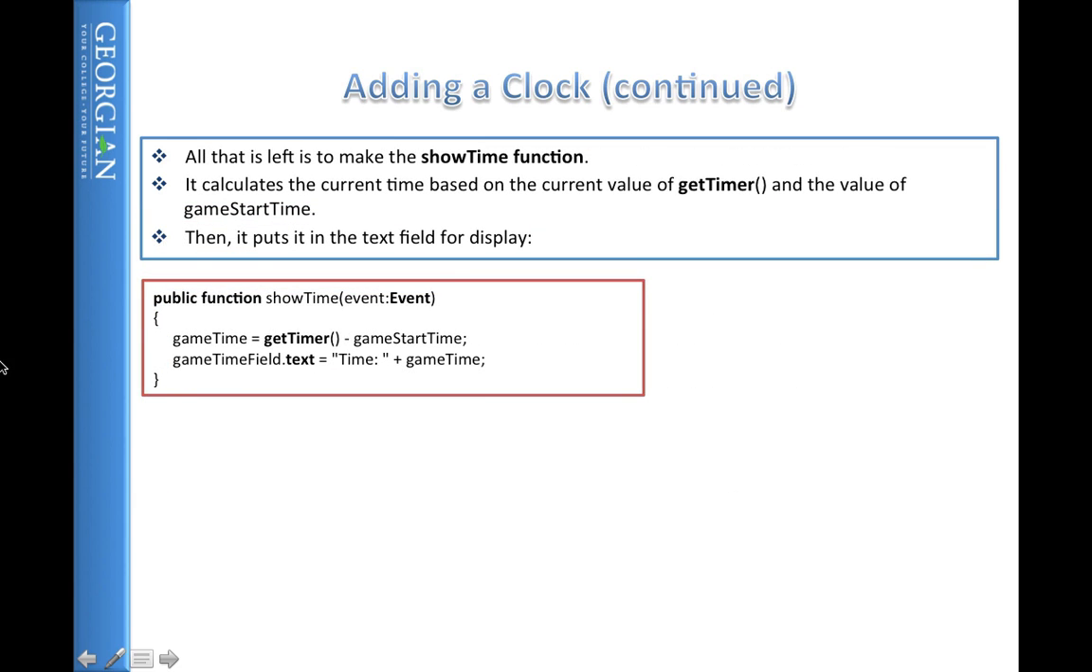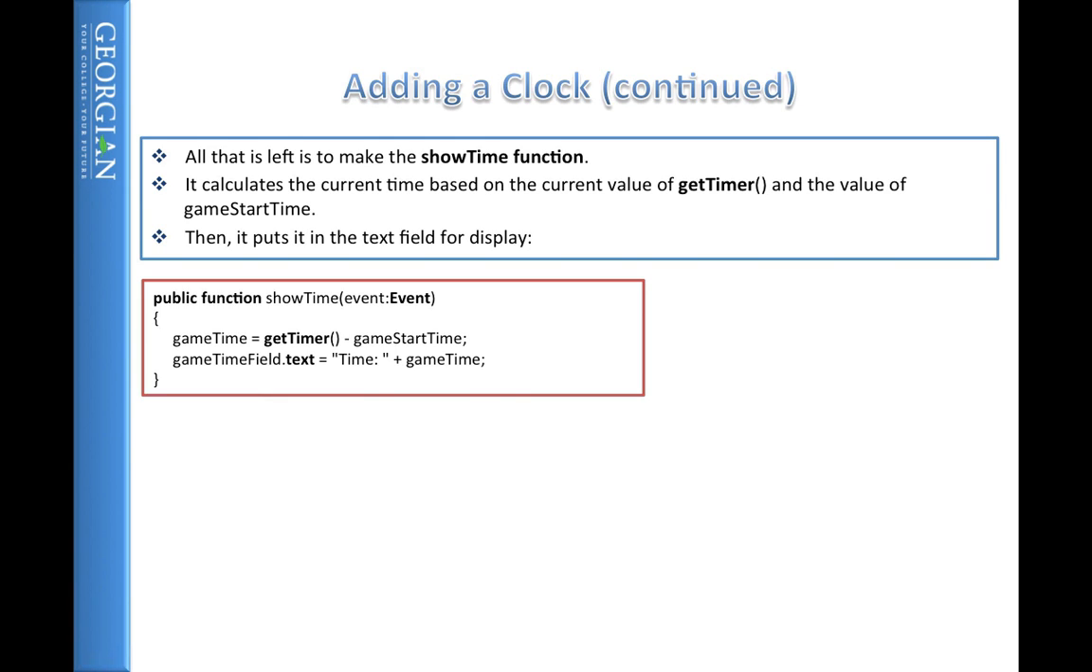We're going to call this show time function. What it's going to do is say the game time is equal to the game timer minus game start time. So whatever the current time is, minus the previous time that we started, right? Because our new time is going to be more seconds than the original time we started the game. That's what our new game time is. We're going to take the time and put it into the text value of the game time field, on the right-hand side. We're going to do that every frame, or 12 times a second.